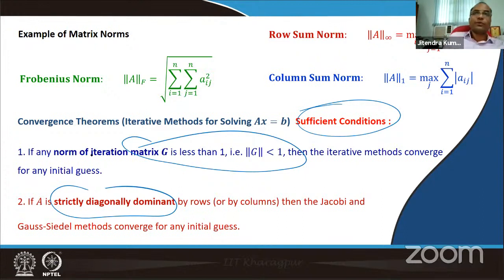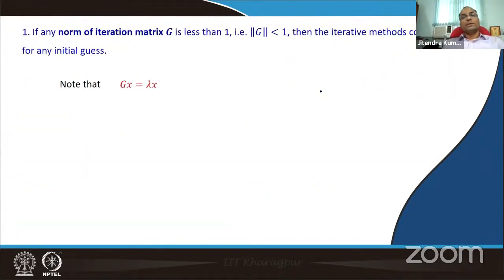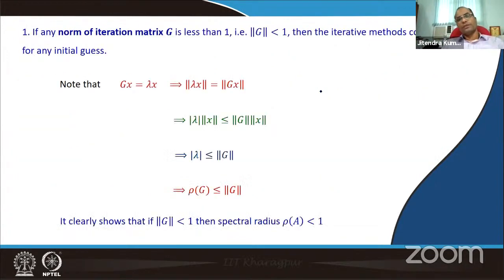Then probably you have to go to the necessary and sufficient condition, meaning that you have to find the eigenvalue. That is the last one. So here also, finding a matrix norm is much easier than finding those eigenvalues. Therefore, this is the idea. So here's the proof of why this matrix norm works: any matrix norm is bigger than the spectral radius. And if the matrix norm is less than 1, then definitely the spectral radius will be less than 1, and the convergence is guaranteed.